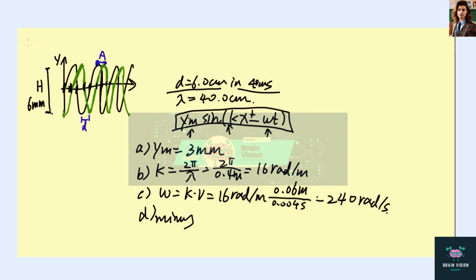So the last one, it just says minus. I already wrote it here. The reason is because the question immediately tells us that this wave is traveling to the right, and we are in the positive axis. And we know for any wave traveling in the positive axis, it will have a form of kx minus omega t. And for waves traveling in the negative axis, we'll have kx plus omega t.